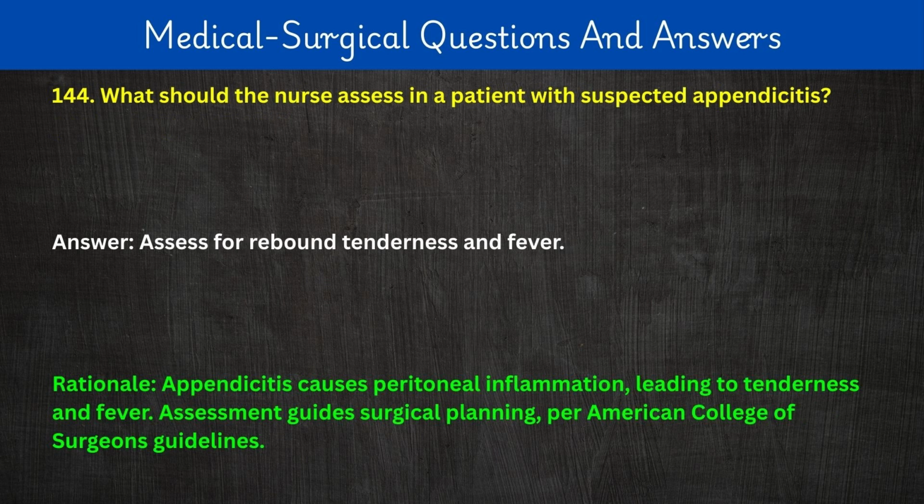144. What should the nurse assess in a patient with suspected appendicitis? Answer: assess for rebound, tenderness, and fever. Rationale: appendicitis causes peritoneal inflammation, leading to tenderness and fever. Assessment guides surgical planning per American College of Surgeons guidelines.